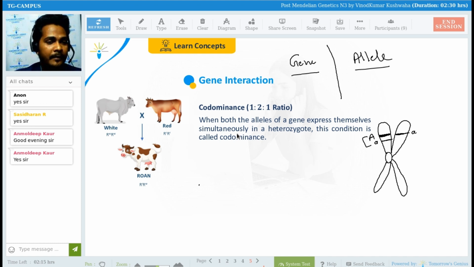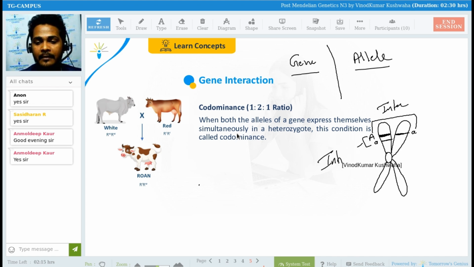Are you getting my point? Yes. And if it is present on a different segment of chromosome, then it is called intergenic. So this is intergenic interaction and this is intragenic interaction. Yes, am I right? Just tell me fast, is this clear?